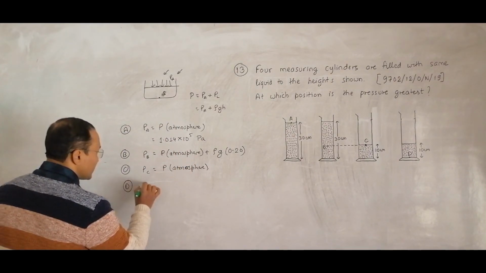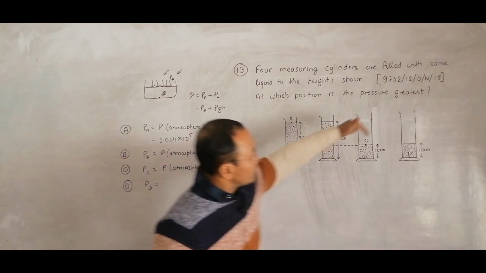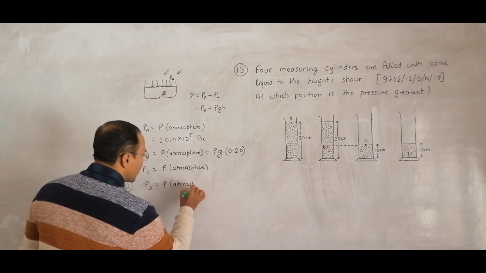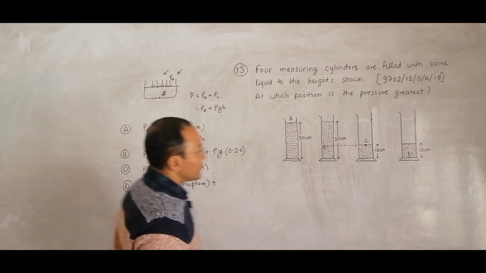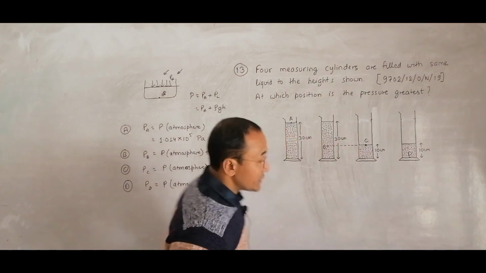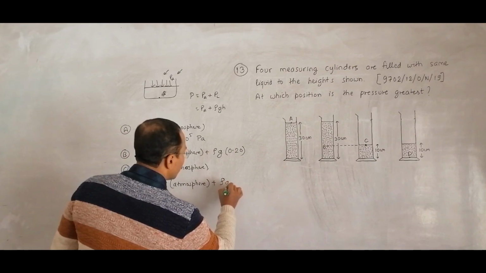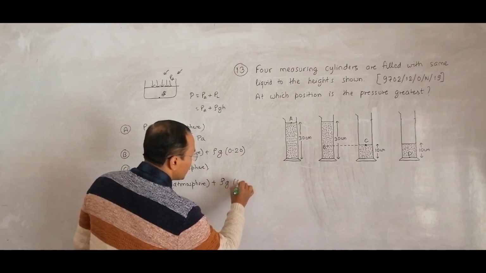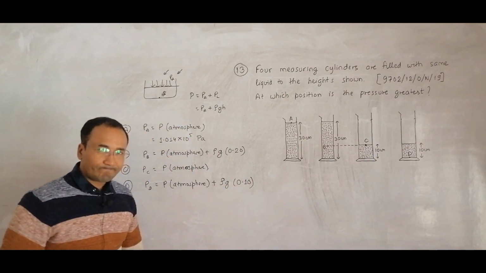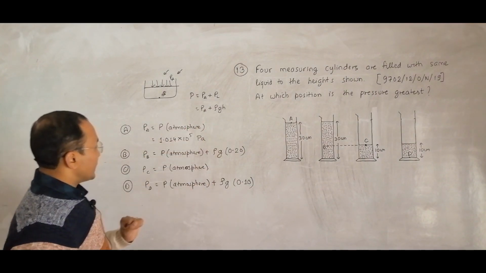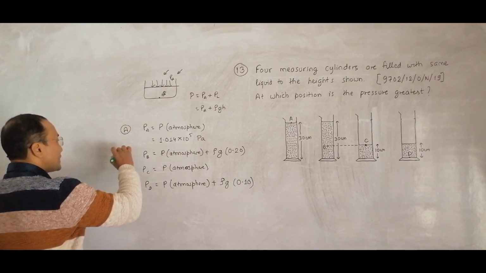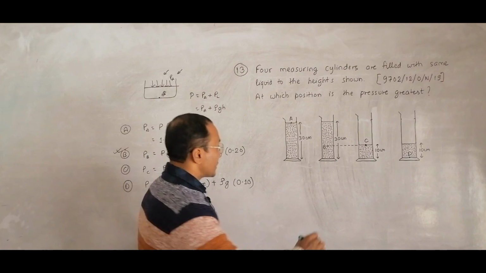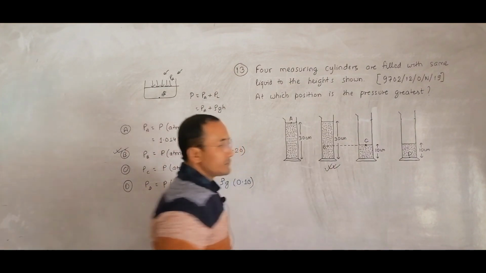Now D, the pressure at D should be equal to the pressure of atmosphere plus this amount of liquid. So it is equal to rho g into the height of the liquid here, which is 10 centimeter, which will be 0.10 meters. So by comparing all these four things, we can say that this thing gives the greatest or highest pressure. So choice number B should be the correct choice.